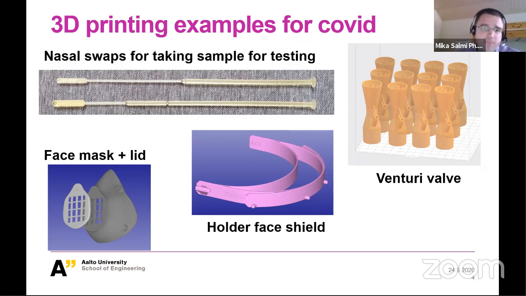And also face shields. A lot of those holders were 3D printed, using standard plastics, with a plastic sheet or something simple to protect the face. But also, a little bit more challenging, some parts were made for ventilators. Even ventilator splitters, so you can use one ventilator for multiple people. Of course, that has certain risks and limitations, but that was also what was happening in the spring. And also Venturi valves, which you use for just one patient, you can 3D print those.